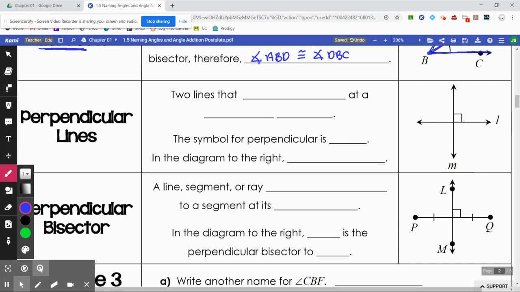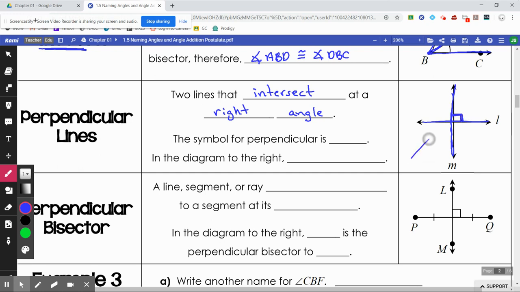Perpendicular lines are two lines that intersect at a right angle. Notice here line L and line M, they cross, but it's very special where they cross. They cross to form right angles. Now these would not be perpendicular because these are not right angles. It's very important that in order to be perpendicular, when they cross, they form right angles.